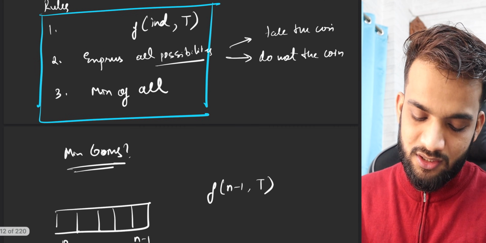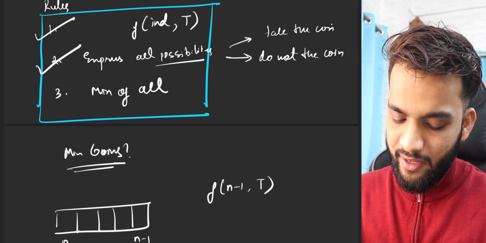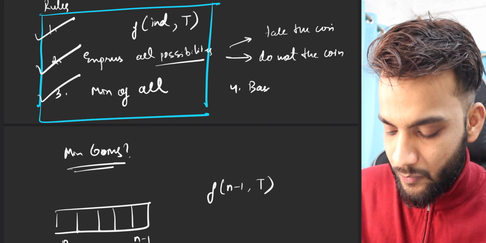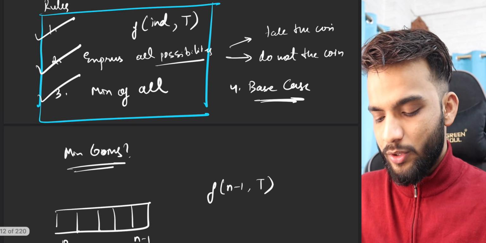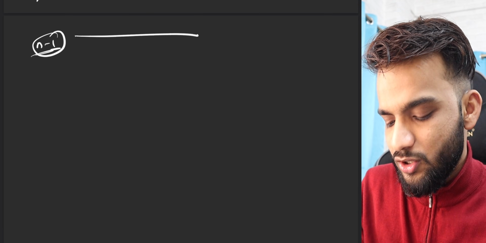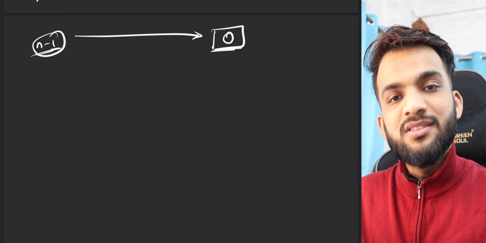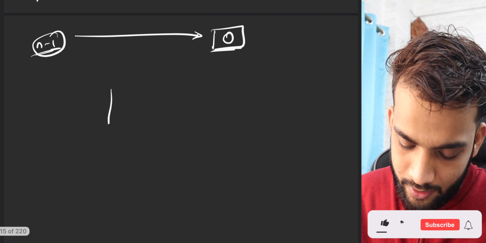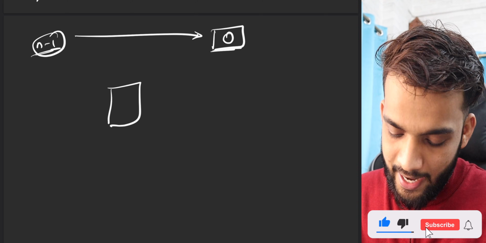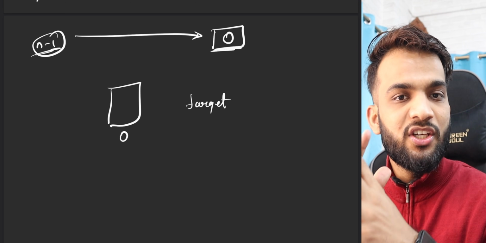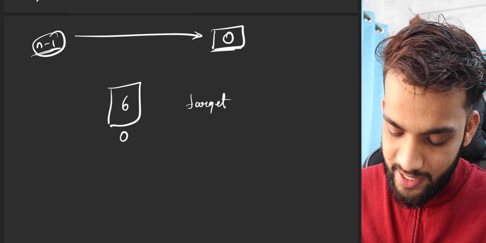So have I written the recurrence? Express recurrence, minimum of all. What is the next thing? The next thing is the base case, and I've already taught you that. How do you write base cases? Whenever you're starting at n minus 1, you always look at the last index, which is 0, and then you start thinking in terms of a single array containing a single element and a possible target. So this is an array at index 0 possibly containing a value 6 and a target 7.